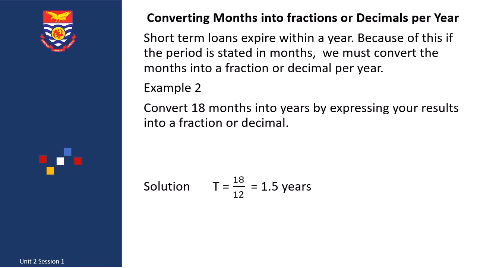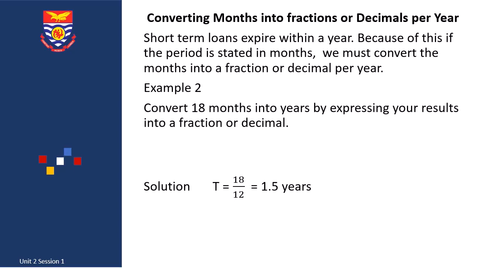So let's read what is there. Short-term loans expire within a year. Because of this, if the period is stated in months, we must convert the month into a fraction or a decimal per year. All right, so let's try with this example.